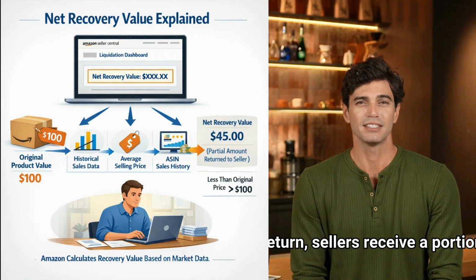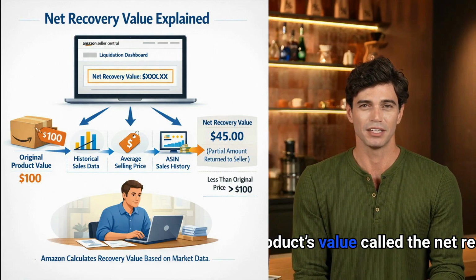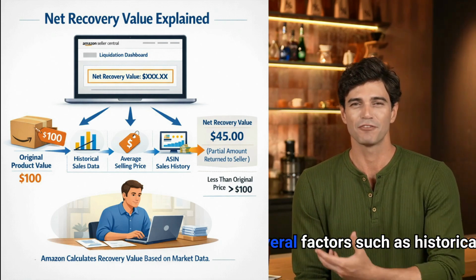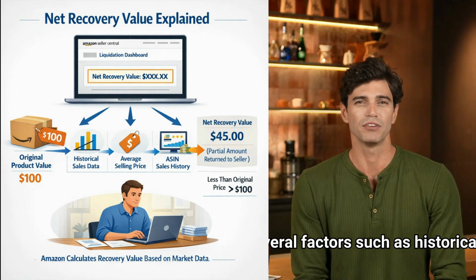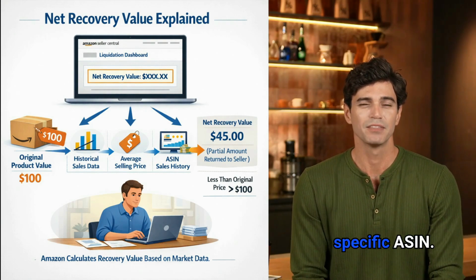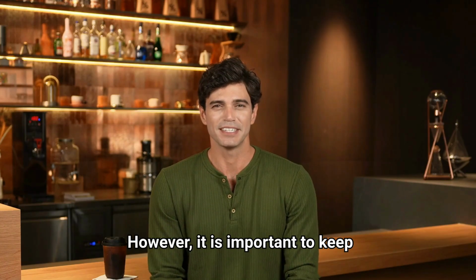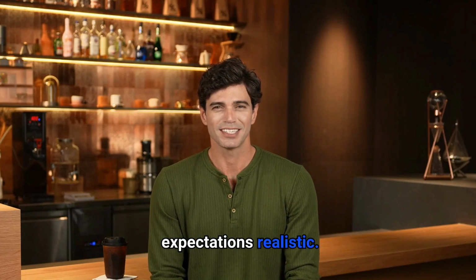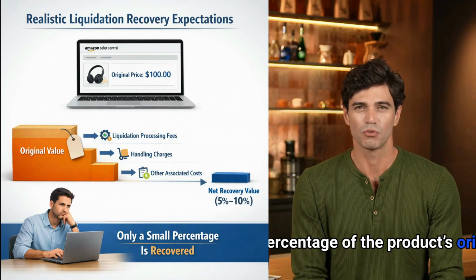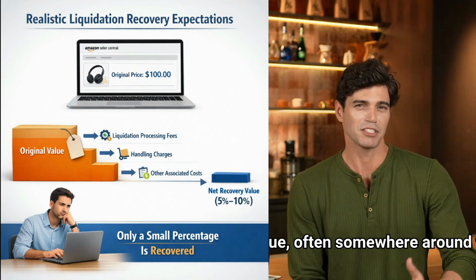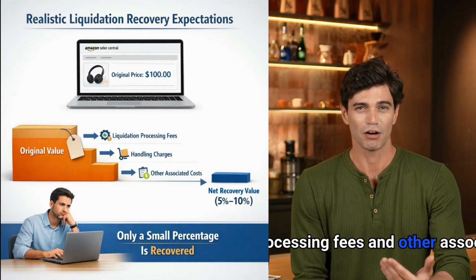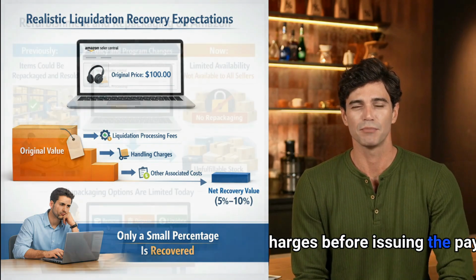In return, sellers receive a portion of the product's value called the net recovery value. Amazon calculates this value using several factors such as historical sales data, the average selling price of the product, and the sales history of that specific ASIN. However, it is important to keep expectations realistic. Sellers usually recover only a small percentage of the product's original value, often somewhere around 5 to 10%. Amazon also deducts liquidation processing fees and other associated charges before issuing the payout.